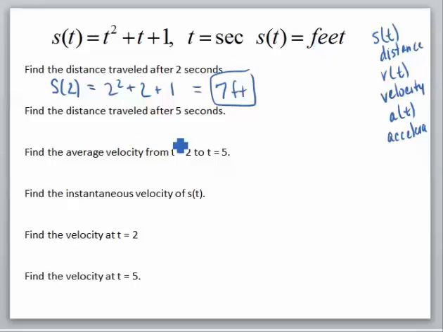Find the distance traveled after 5 seconds. So that's asking me to find s of 5. So that would be 5 squared plus 5 plus 1. That's 25 plus 5, which is 30, plus 1, which is 31.